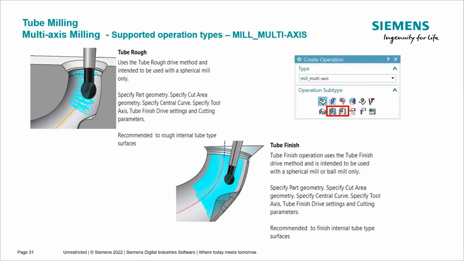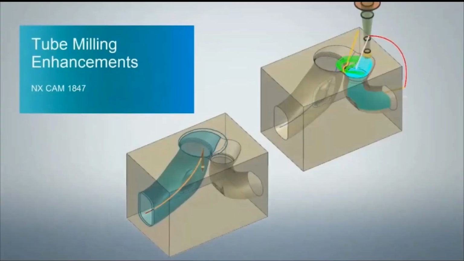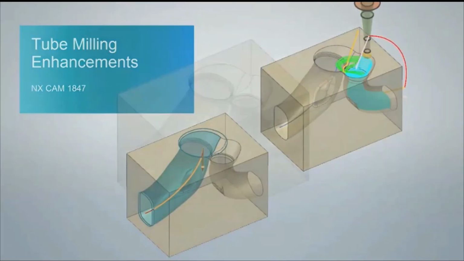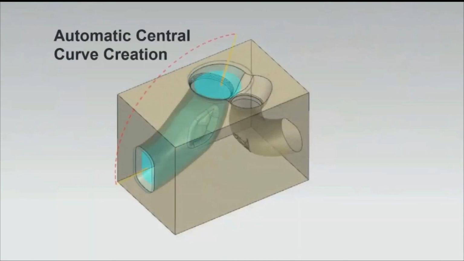So a couple of operation types that you will have in your dialogue are the tube rough, and that's basically for doing your roughing. It's intended to be used with a spherical end mill only. And then the tube finish will let you use a spherical or a ball end mill for doing the finishing. So with that, I got a little video I'm going to launch.